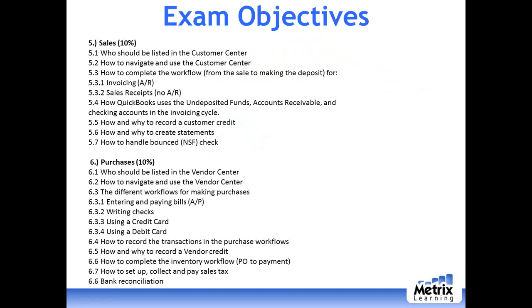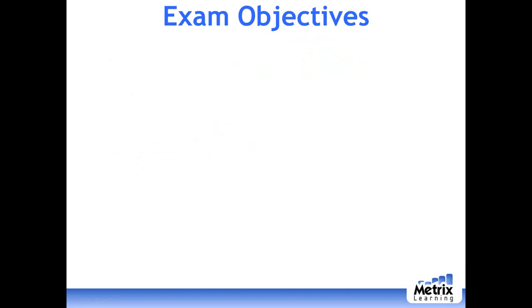How to navigate and use the vendor center, the different workflows for making purchases, including entering and paying bills, writing checks, using a credit card, and using a debit card, how to record the transactions in the purchase workflows, how and why to record a vendor credit, how to complete the inventory workflow from purchase order to payment, how to set up, collect, and pay sales tax, and bank reconciliation.